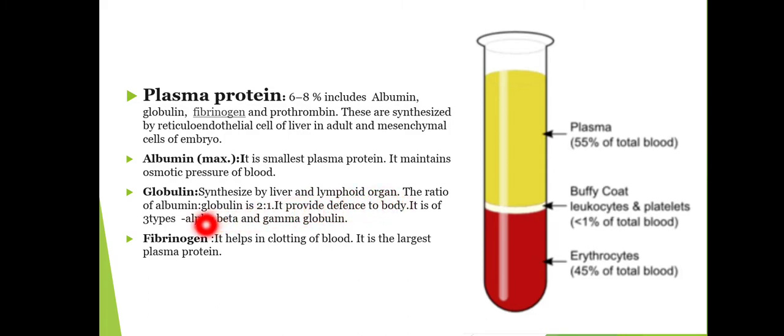The ratio of albumin to globulin is 2 to 1. That means if there is 6 to 8% albumin, then there will be 3 to 4% globulin, just half. It provides defense to the body. It is of three types: alpha globulin, beta globulin, and gamma globulin. Fibrinogen helps in clotting of the blood. It is the largest plasma protein.